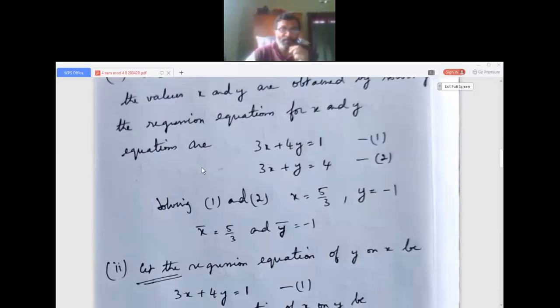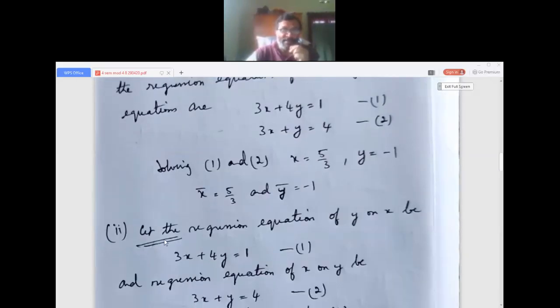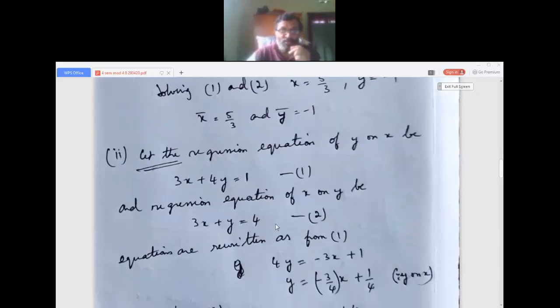So what we do, we assume. I underlined here for your understanding. First I take y on x, or you can take x on y, anything. Let the regression equation of y on x be, I take the first one, 3x plus 4y equals 1, as equation 1. And if one equation is the regression equation of y on x, the other equation will be x on y. So the regression equation of x on y will be 3x plus y equals 4. I take such type of problems to calculate the coefficient of correlation r.